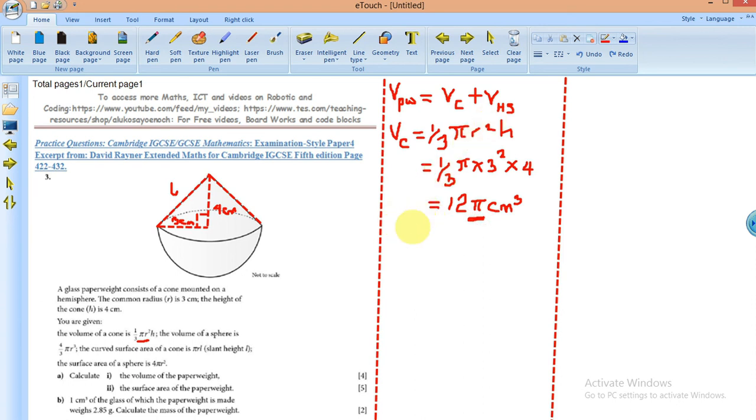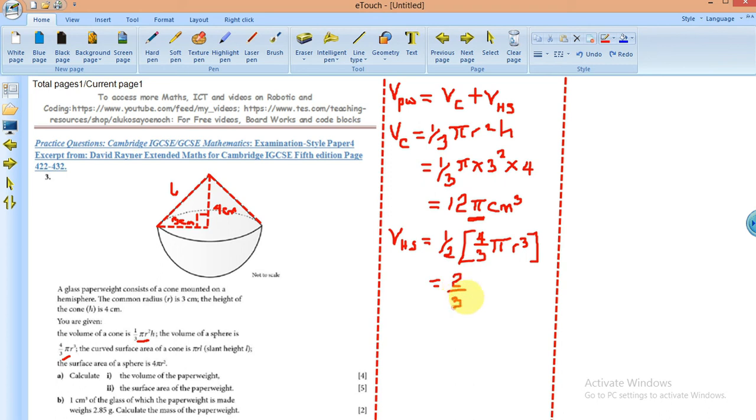Okay, so now let's go for the volume of the hemisphere. That will be half the volume of a sphere, and the volume of a sphere is 4/3 pi r cubed, right? So half into 4/3. Don't forget this is 2 here, 1, 2 here, so that will be 2/3.